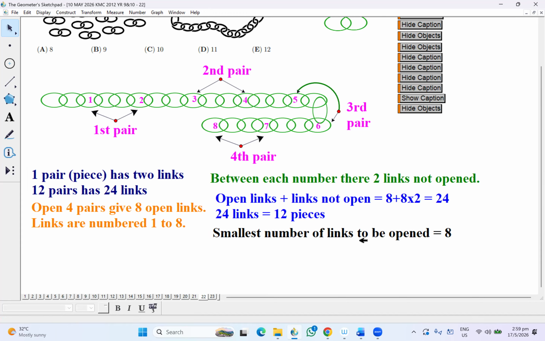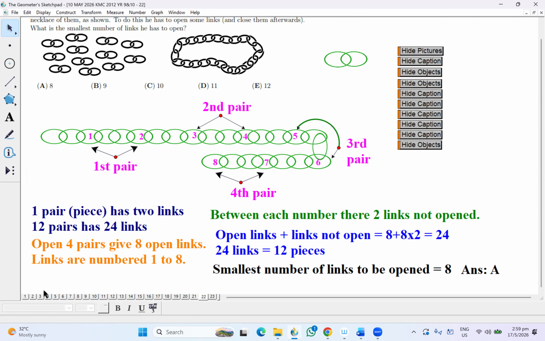The smallest number of links to be opened is 8. Answer is A.